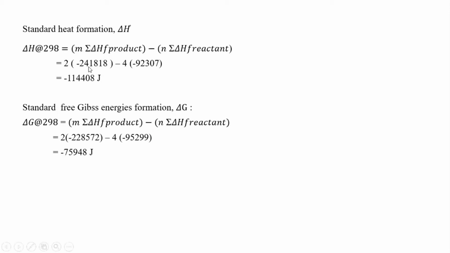Okay, we just need to substitute the values of standard heat of formation that we already stated in the table earlier. Now the standard Gibbs free energy of formation, which is delta G at 298 Kelvin, is the same as the heat of formation above: the summation of products minus the summation of reactants. The Gibbs energy of formation for H2O and HCl are also already stated in the table, and the value is negative 75948 joule.